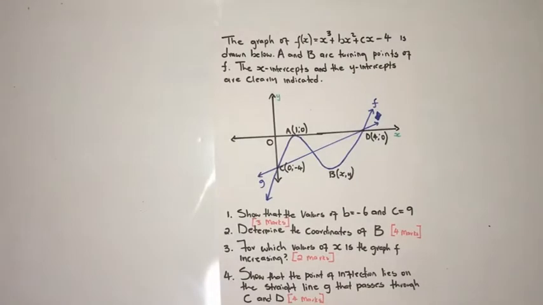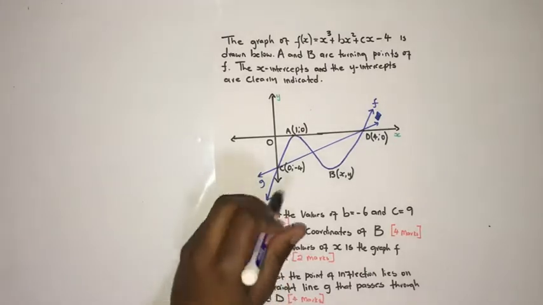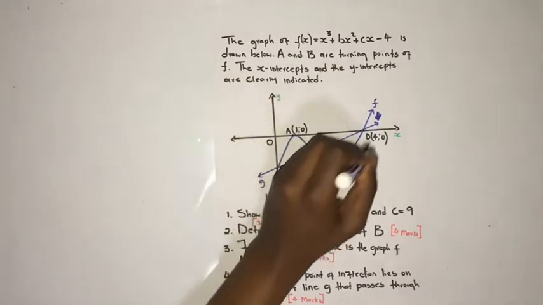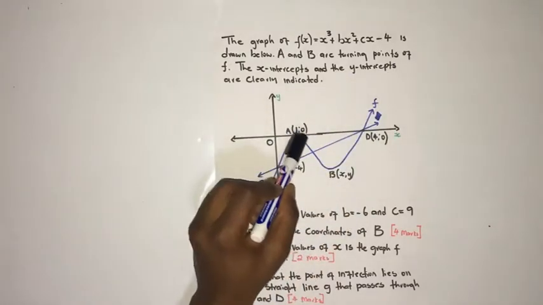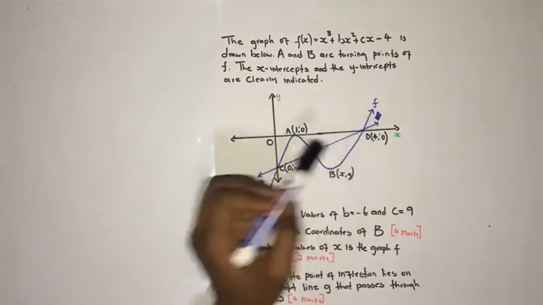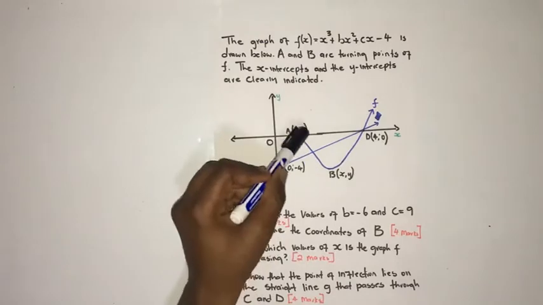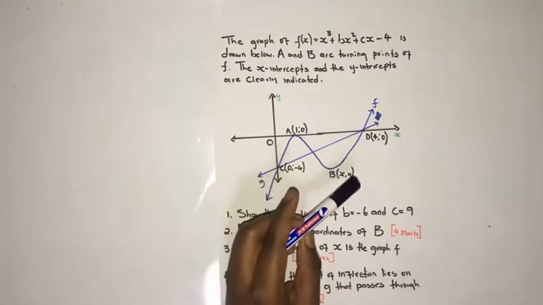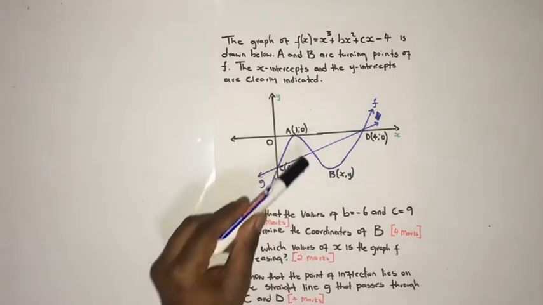Alright, so the next question, which is number 2, says determine the coordinates of b. So what is b? B is a turning point or a local minimum. You can see the graph is turning there, it was initially going down, now it's turning and going up. So this is a minimum point, it's at its lowest, but locally. So it's a local minimum.